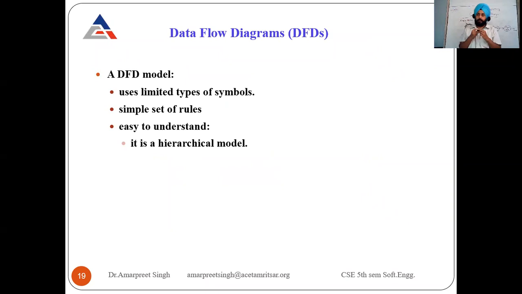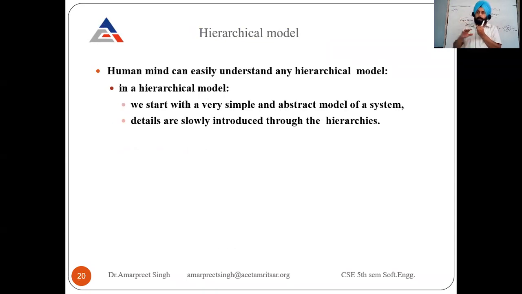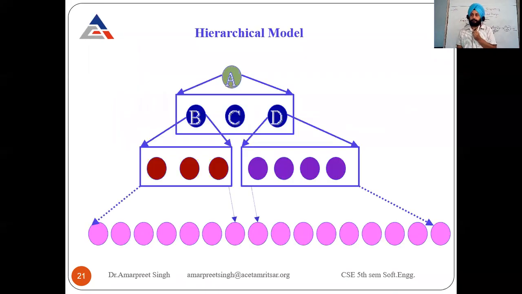So a DFD model uses limited types of symbols. It is a simple set of rules. It is easy to understand, and this model is a hierarchical model. The human mind can easily understand any hierarchical model, so it is very easy to understand any DFD through its representation. Next. Just see the hierarchy. Similar is the way DFDs are represented.